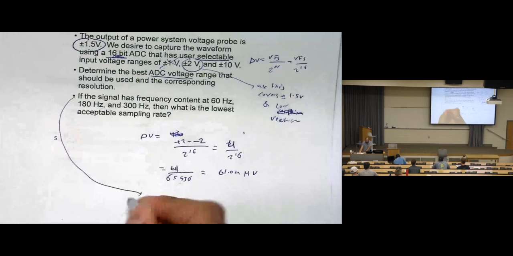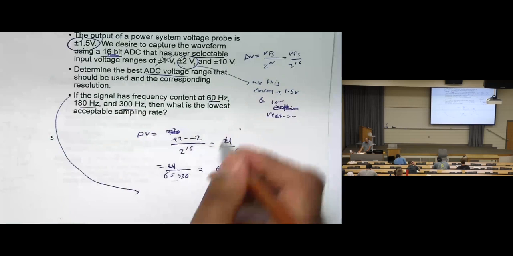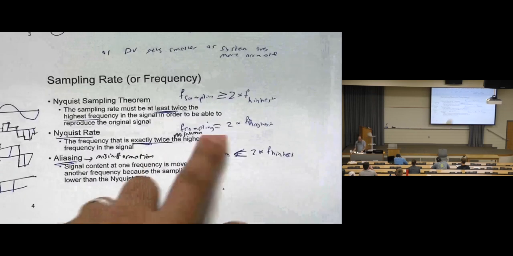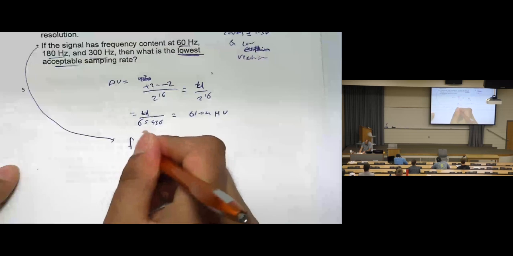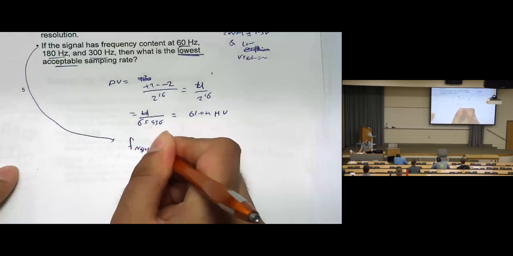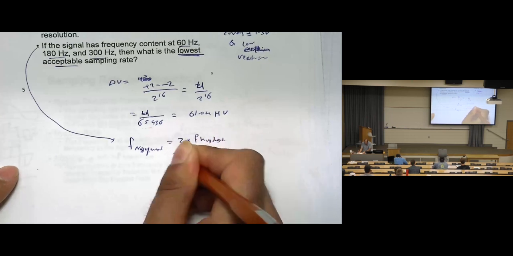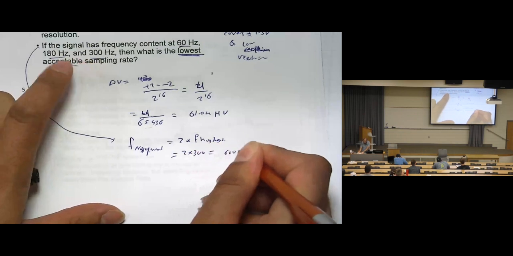And the last part: if the signal has frequency content of 60 Hz, 180 Hz, and 300 Hz, what's the lowest acceptable rate? Or maybe in the test, what's the Nyquist rate? What do you think? 600. 2 times f highest. So f Nyquist is 2 times f highest. What's the highest frequency I have? 300. So 2 times 300, which is 600 Hz.